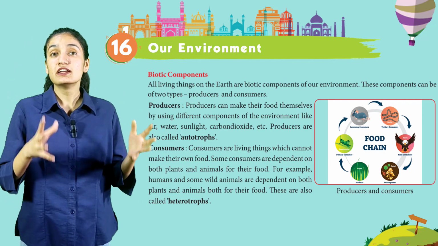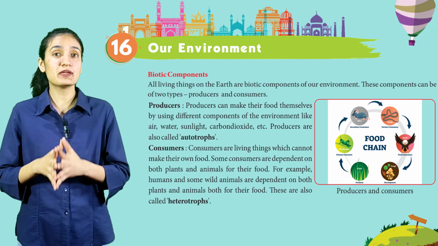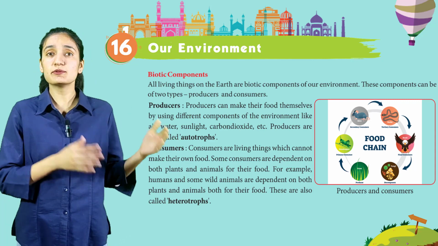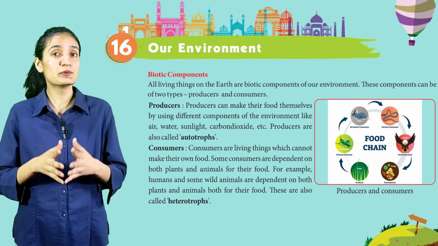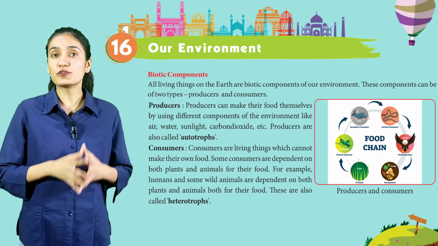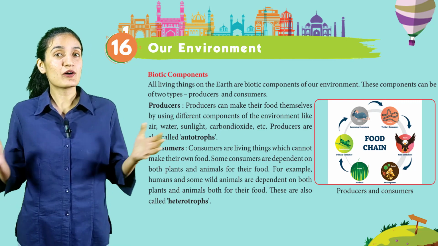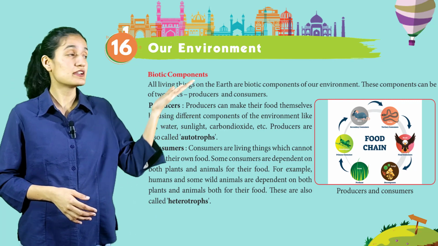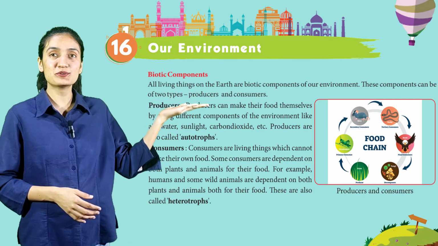Next is consumer. Consumers are living things which cannot make their own food. Some consumers are dependent on both plants and animals for their food. For example, humans and some wild animals are dependent on both plants and animals for their food. These are also called heterotrophs. You can see producers and consumers. You can see a flow chart showing the food chain.